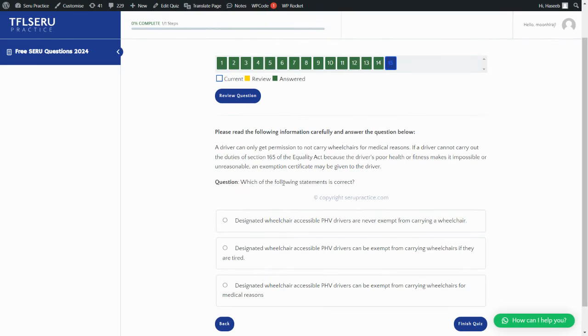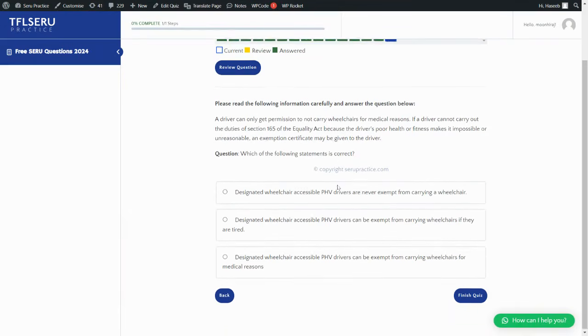Now, an important thing here is that whenever you read the question statement, for example, here it is, which of the following statements is correct? This question can also sometimes be, which of the following statements is incorrect? So, please make sure to read it carefully and then answer accordingly. In this case, it is asking us to match the correct statement.